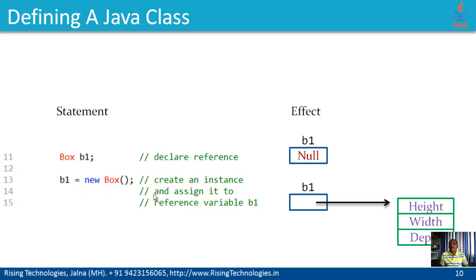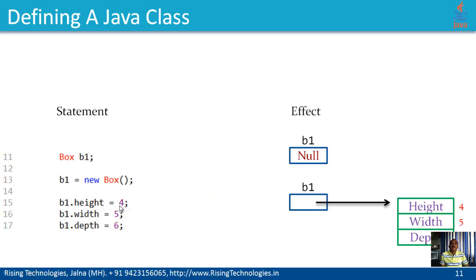So this is the effect of this second line. A physical object of class box will be created in the memory. Memory will be allocated for each and every variable within that class box, and the reference of this newly created box object will be assigned to this variable, that is b1. Now we can say this b1 is going to refer to this particular object in the memory.